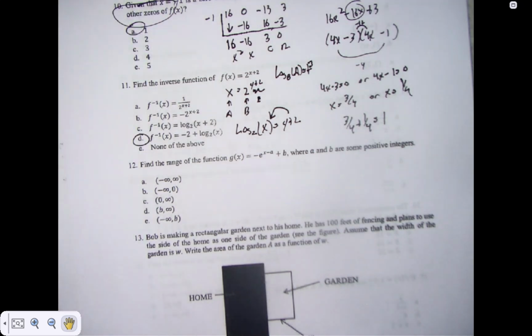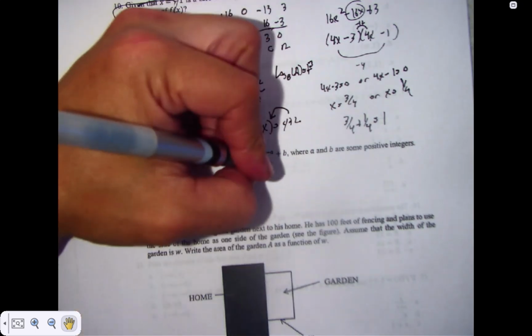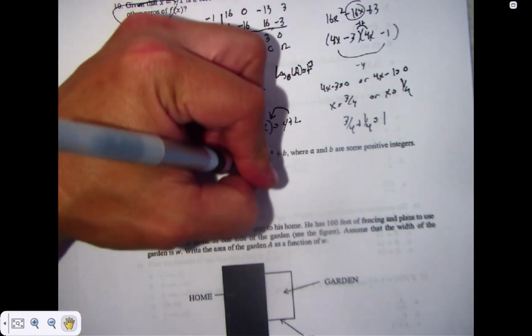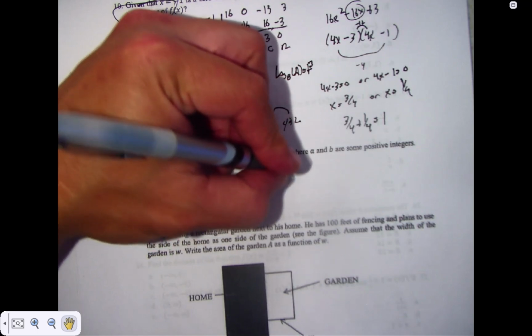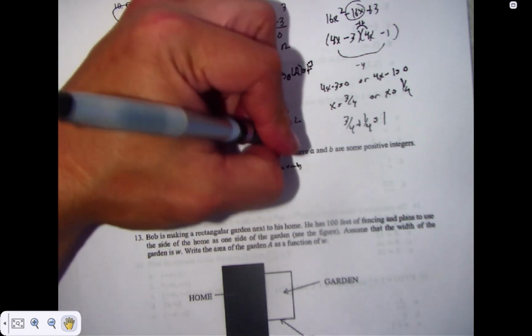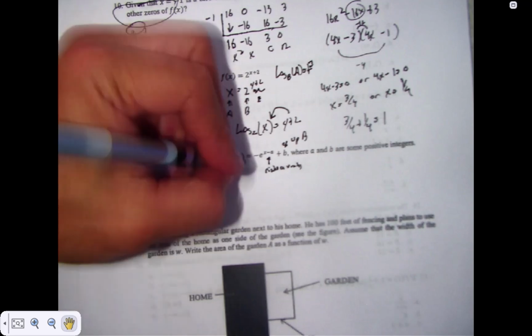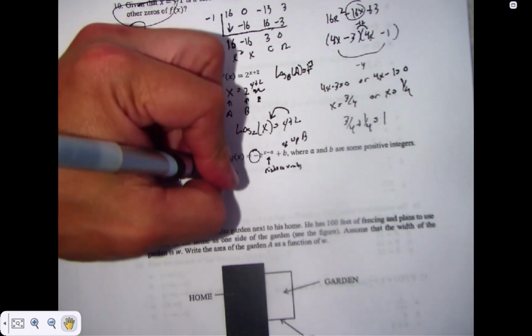Find the range of this function, g of x equals e to the x minus a plus b, where a and b are some positive integers. So this is right a units, and this is up b. This is a vertical reflection.